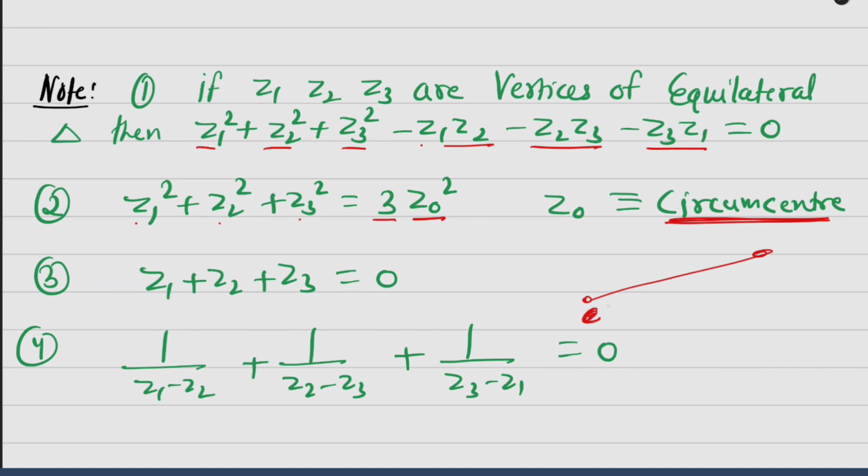Okay, this is a relation. If this one is the orthocenter, this one is the centroid, and this one is the circumcenter, then the relation is 2:1. Another property is z1 plus z2 plus z3 is 0. And another property is 1 upon (z1 minus z2) plus 1 upon (z2 minus z3) plus 1 upon (z3 minus z1) is 0. Okay, thank you.